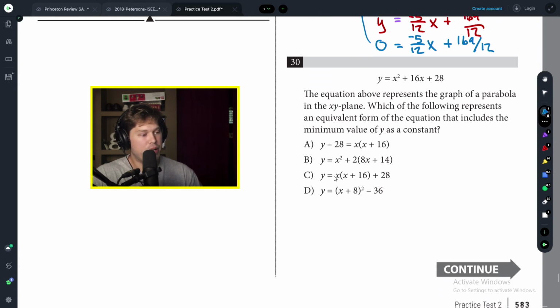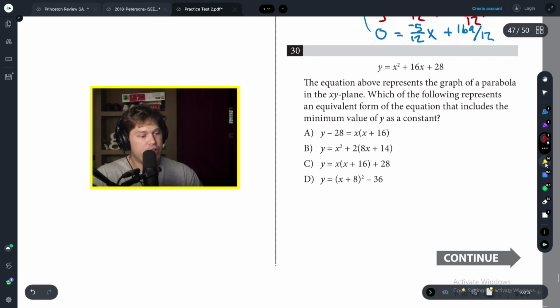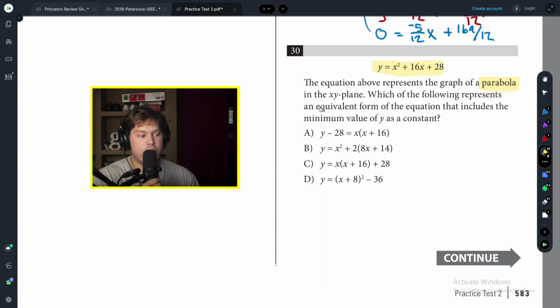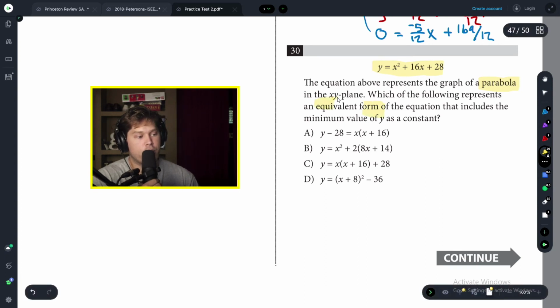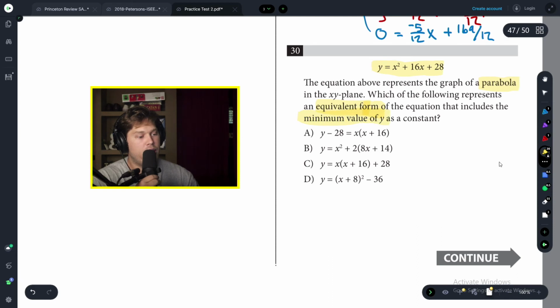Okay, number 30. The equation above represents the graph of a parabola in the xy plane. Okay, so we have a parabola. Which of the following represents an equivalent form of the equation that includes the minimum value as a constant? Okay, my highlighter kind of went crazy, but we want the equivalent form of the equation that includes the minimum value of y as a constant.